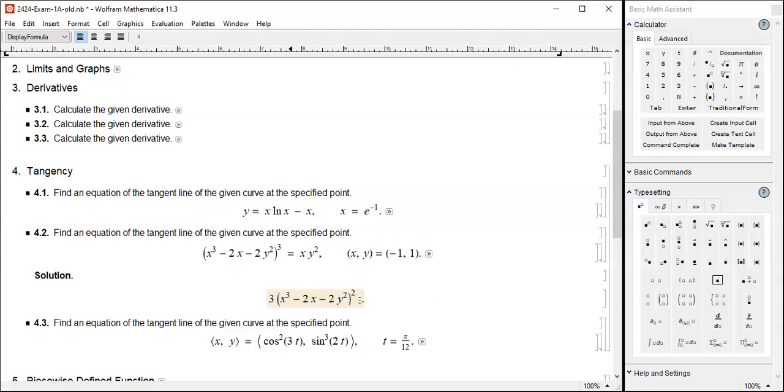All right, times, you have to multiply the derivative of the inside. Okay, let's go ahead and take the derivative of the inside. What's the derivative of x cubed? What's the derivative of 2x? What's the derivative of 2y squared? And then let's go to the right-hand side.